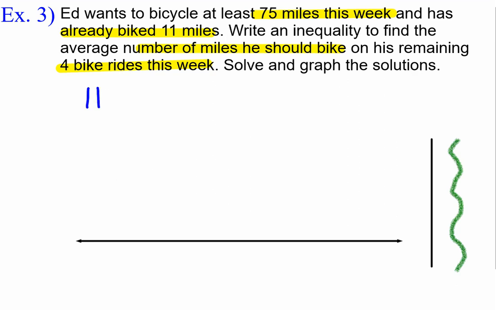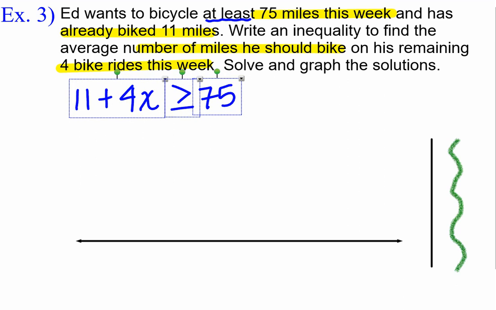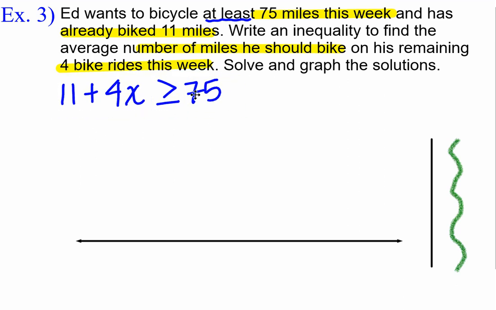So we know he has 11 miles already, and he needs to bike 4 more times this week. And we're going to put x to be that number of miles he should bike. And we know in total he wants 75. So we just have to decide on the sign. He said at least, which means he wants at least equal to that, and he wants more than that, so greater than or equal to 75. So now we have an inequality we can work with. So we've done step 1, which is to write an inequality based on the story.